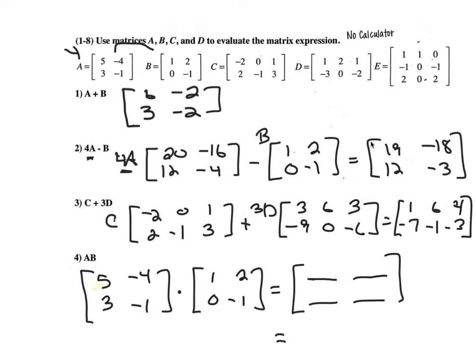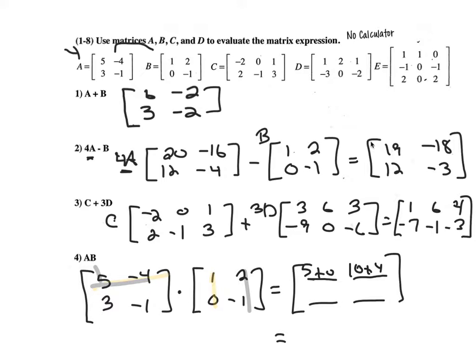Remember how we do this? We're going to go across and down. When I do that, I get 5 times 1 and negative 4 times 0. And then I'm going to do it again. I'm going to cross down again, except this time I'm going to cross down that way. So I get 5 times 2, which is 10. Negative 4 times negative 1 is positive 4.